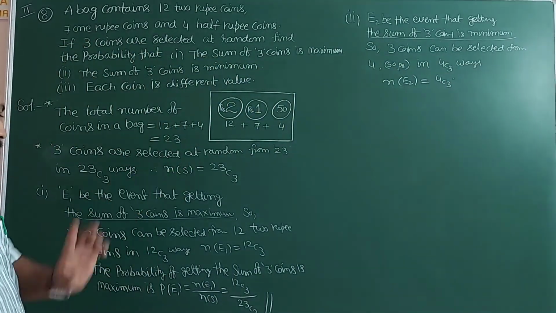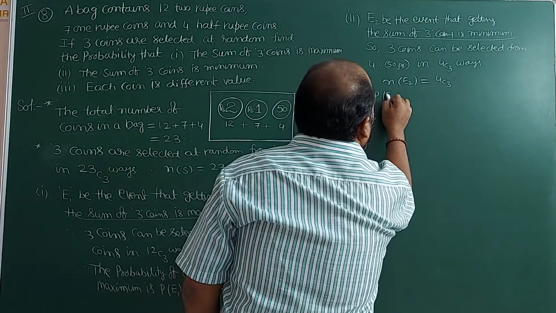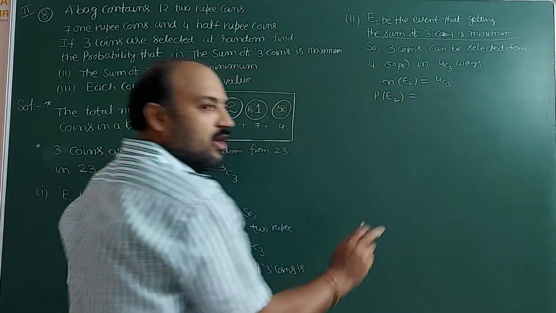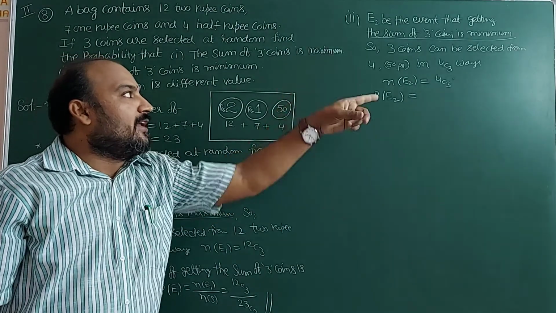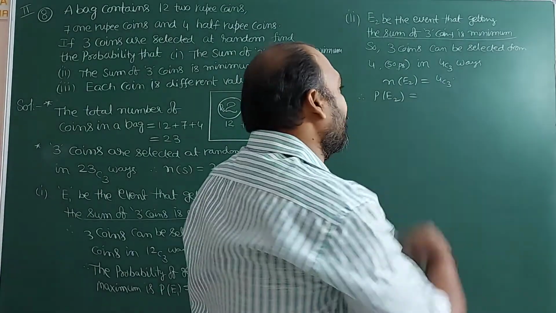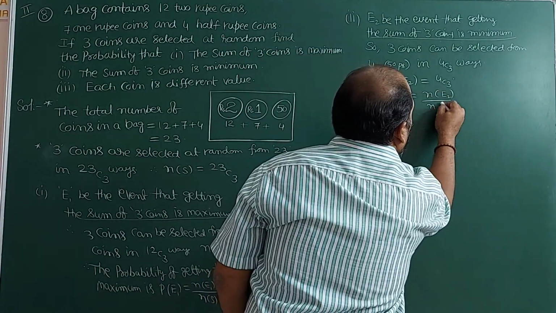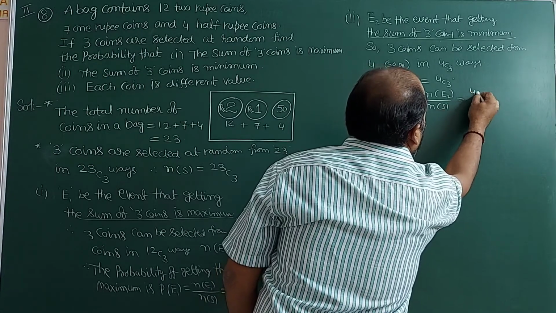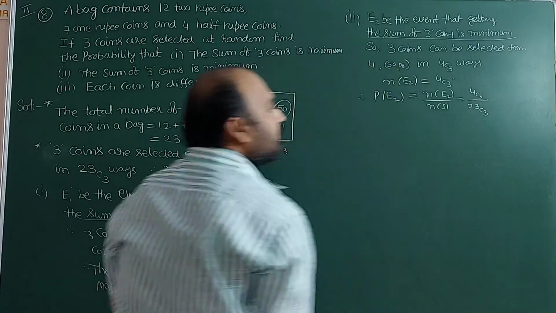So the required probability, if you want to write the step for this P of E2, the probability of getting the sum of 3 coins is minimum, is P of E2 equal to n of E2 by n of S. n of E2 is 4C3 and n of S is 23C3.